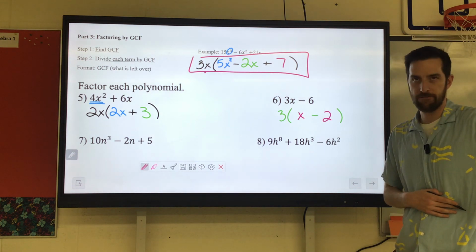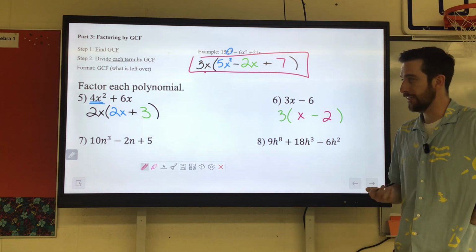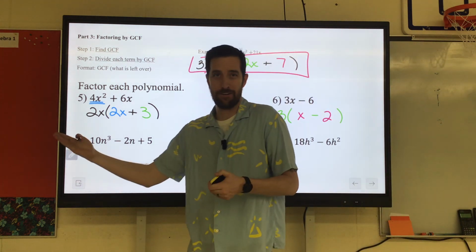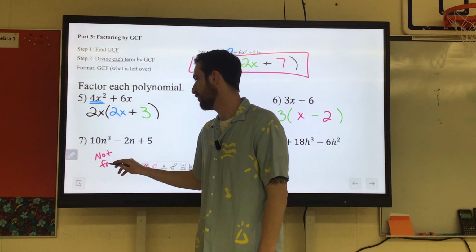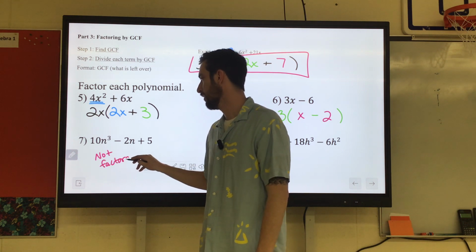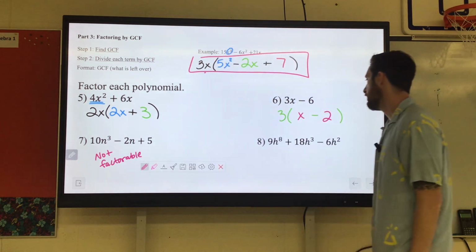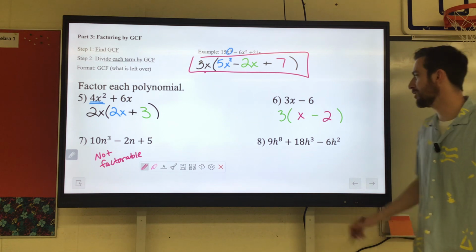You look at number 7. 10, 2, and 5. The greatest common factor is 1, and they all don't have an n. So you don't factor out a 1. So what we would say for this one is not factorable. And that's okay.